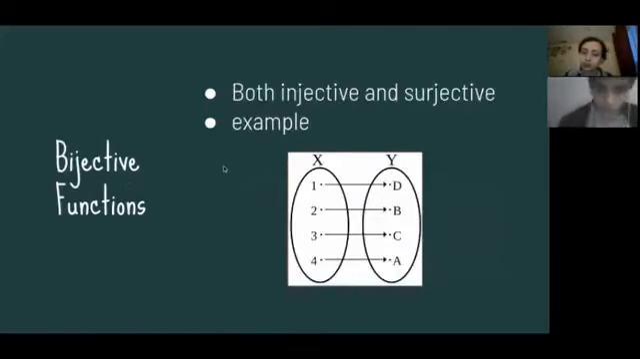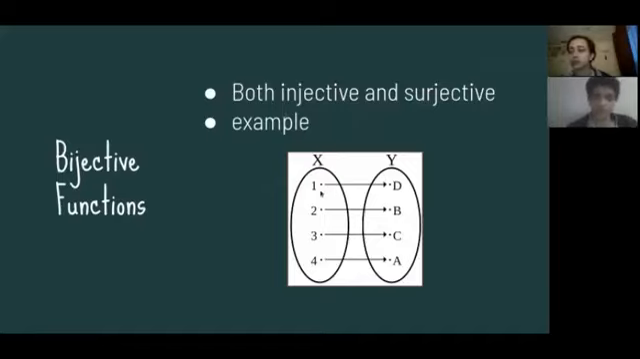So the last kind of function is just a combination of both, and it's called a bijective function, or sometimes called a one-to-one correspondence. That's different from the injective. The injective is a one-to-one function. Bijective is called a one-to-one correspondence. So this is simply both injective and surjective at the same time.